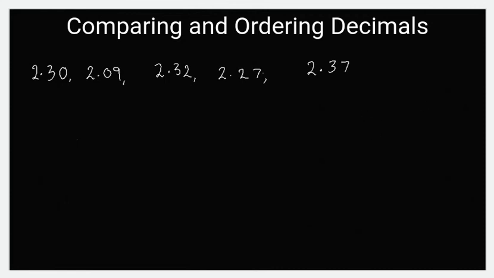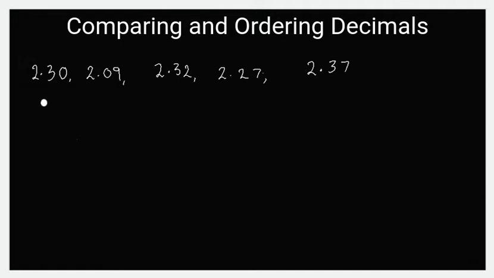Hi, in today's video we'll look at how to compare and order decimals. I have a set of decimals here: 2.3, which is the same thing as 2.30, 2.09, 2.32, 2.27, and 2.37. The way we order decimals is actually the same way we order whole numbers.